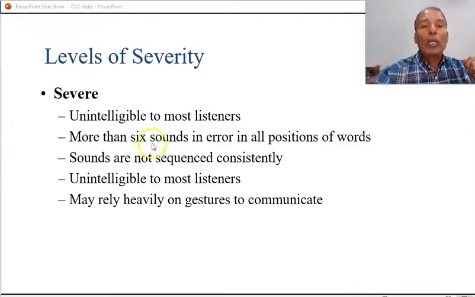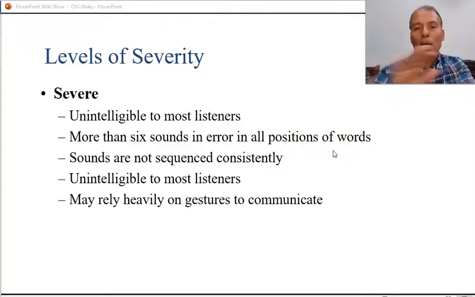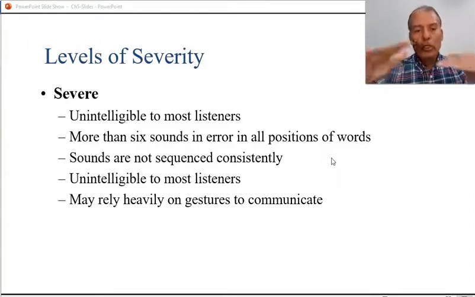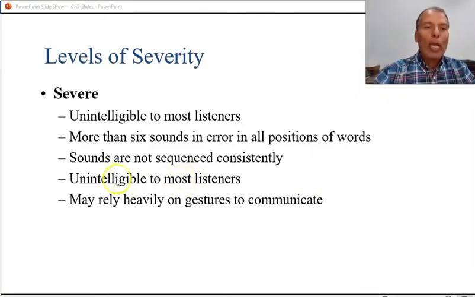The person will have more than 6 sounds in error in all positions of the words, beginning, middle, and end, and that sound wouldn't exist. For example, the person will say ch as t. So if you say chair, they will say tair. If you say cat, with ch at the end, they say cat differently. If you say dishes, they say it distorted. So everywhere that sound comes will be distorted the same way in all positions of the word, and the person becomes unintelligible again to most listeners and may rely heavily on gestures.